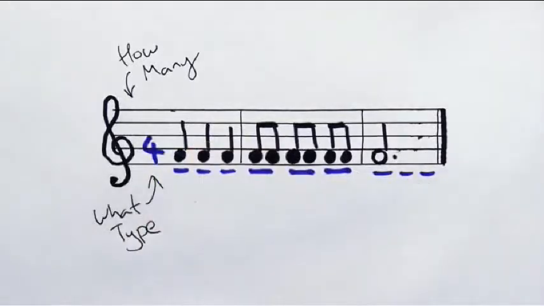As for the top number, all we need to ask ourselves is how many crotchet beats are in each bar. 1, 2, 3. 1 and 2 and 3 and 1, 2, 3. 3 crotchet beats in each and every bar. So 3 goes on top.